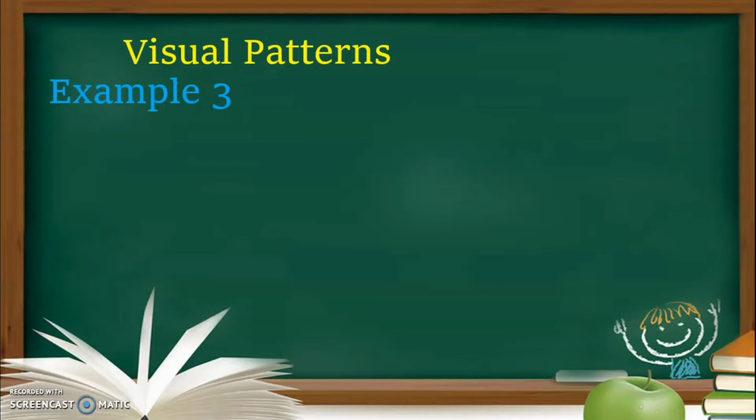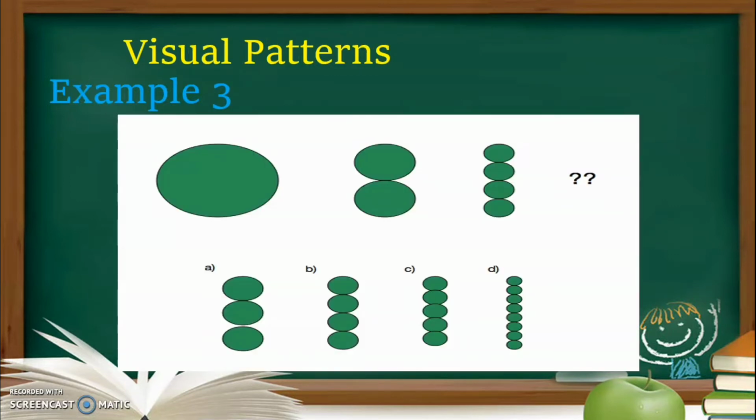So, example number 3. First figure natin, isang bilog, pangalawang figure, dalawa, pangatlo, 4. Anong pattern nakikita ninyo? Ang pattern na nakikita natin is, in each preceding figure, magdo-double ang figure natin, ang object natin. So, first figure isa, pangalawa is dalawa, so, nag-double siya.